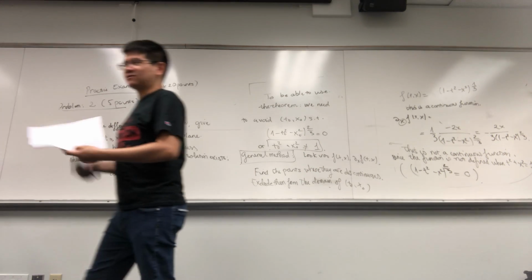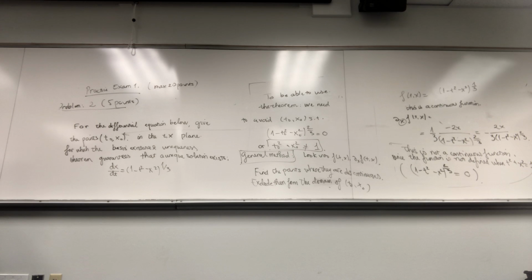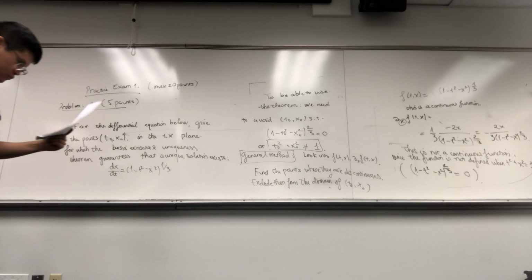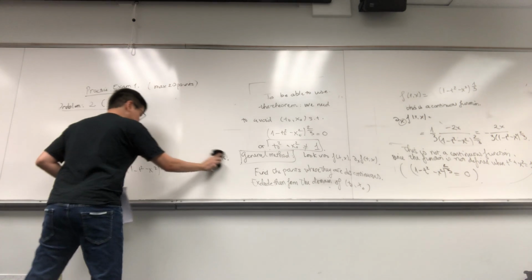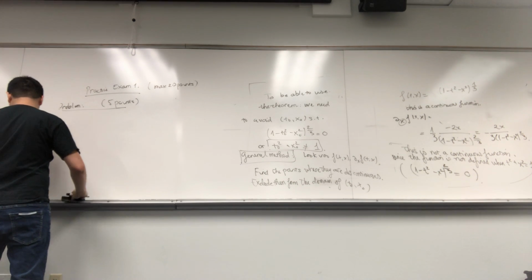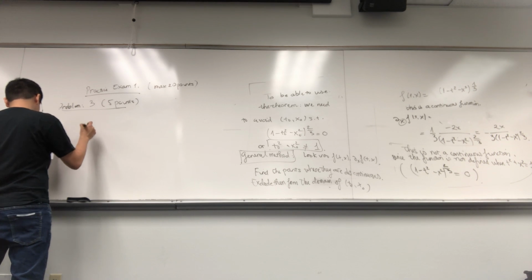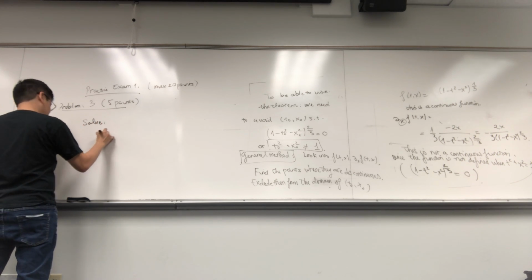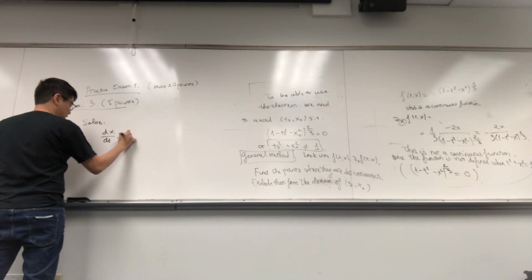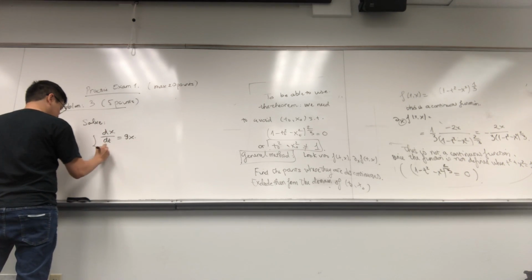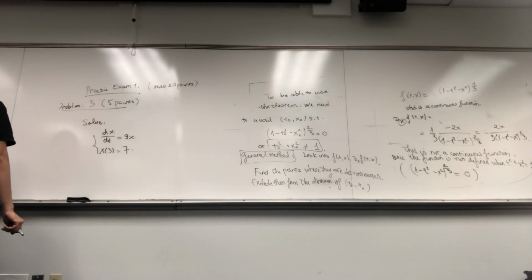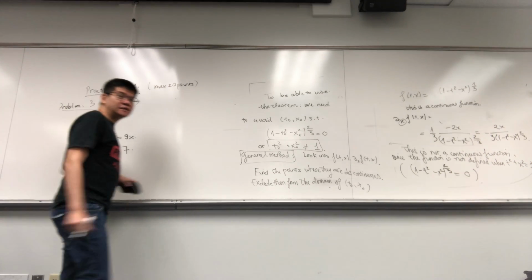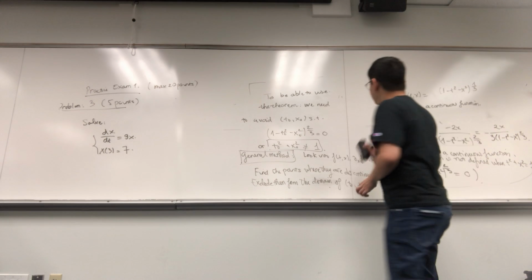So the first question is to ask you to use separable. The second one is to check the theorem. The third one will ask you to do an initial value problem. So solve dx over dt is 9x with x(3) equal to 7. This is an initial value problem, all right?